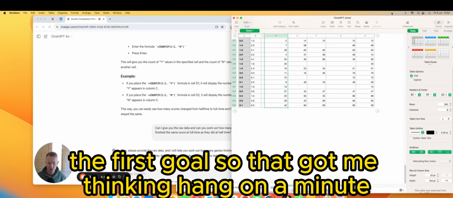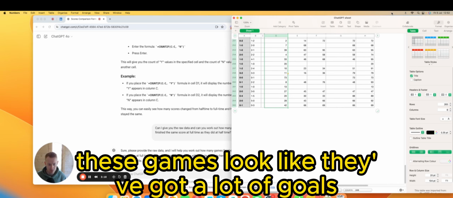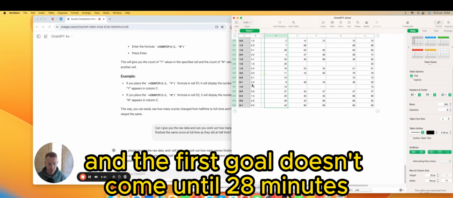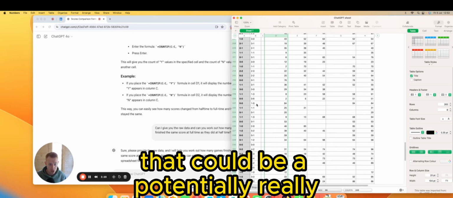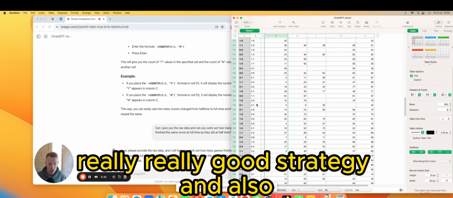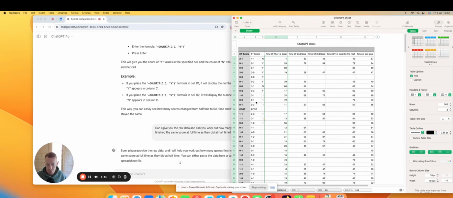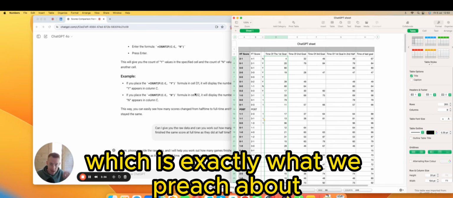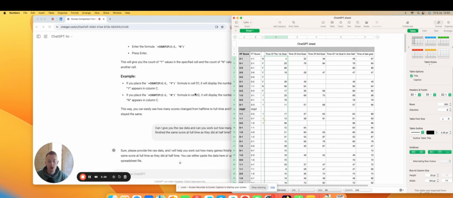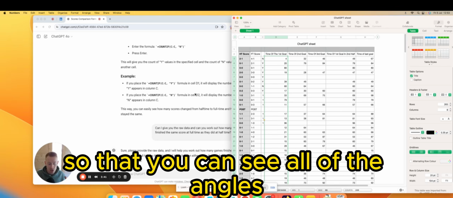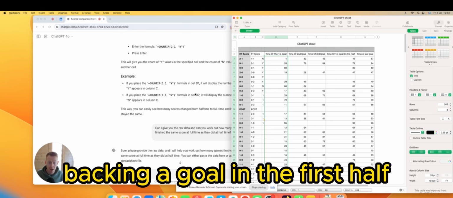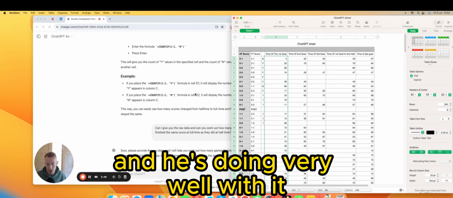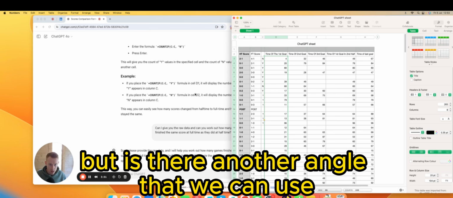So that got me thinking, hang on a minute. These games look like they've got a lot of goals, and the first goal doesn't come until 28 minutes. There's a lot of over 2.5 goals in here. That could be a potentially really good strategy. And also, maybe there's some other angles in this, which is exactly what we preach at Betfair Trading Community. We preach you to track your data so that you can see all of the angles. So in this example, the guy is backing a goal in the first half, and he's doing very well with it. But is there another angle that we can use?